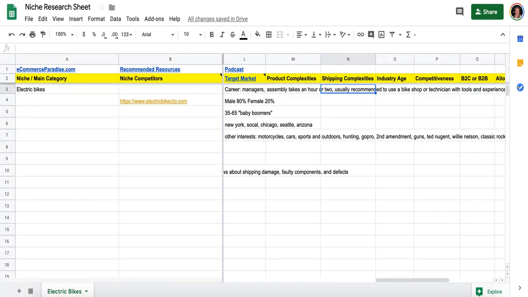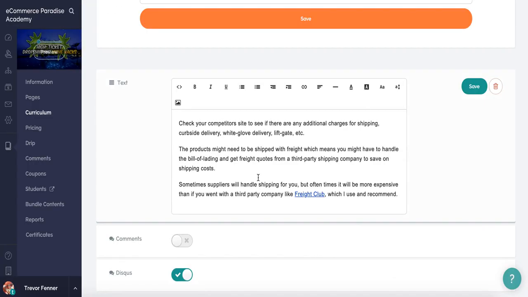You just need to understand that if the supplier handles the freight, that's great. Oftentimes, though, what that means is that you're going to be paying more on shipping than if you went with a third party. If there are questions about freight and variants where you can choose shipping, curbside delivery, liftgate, white glove delivery, things like that, oftentimes you'll either want to do it or you'll be forced to do it. But you'll have to handle the bill of lading and get freight quotes from a third-party shipping company to save on shipping costs. Sometimes suppliers will handle it for you, but oftentimes it'll be more expensive than if you went with a third-party company like Freight Club, which I usually recommend.